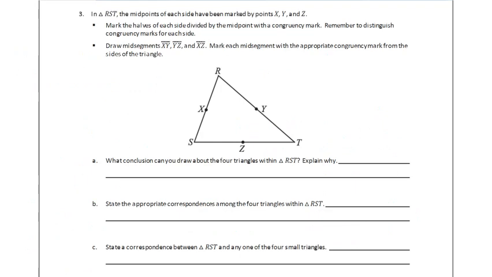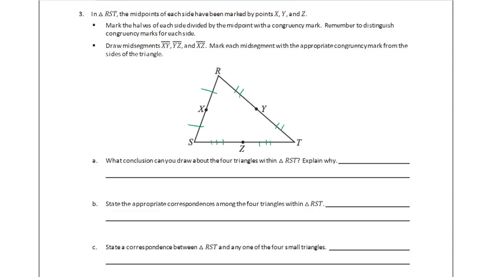Now, they say in triangle RST, the midpoints of each side have been marked by x, y, and z. They already did that for us. We want to mark the halves of each side by the midpoint with a congruency mark. What that means is they want us to make hashtags here, some more hashtags over here, and a third set of hashtags down here. That just shows that the sides are the same.